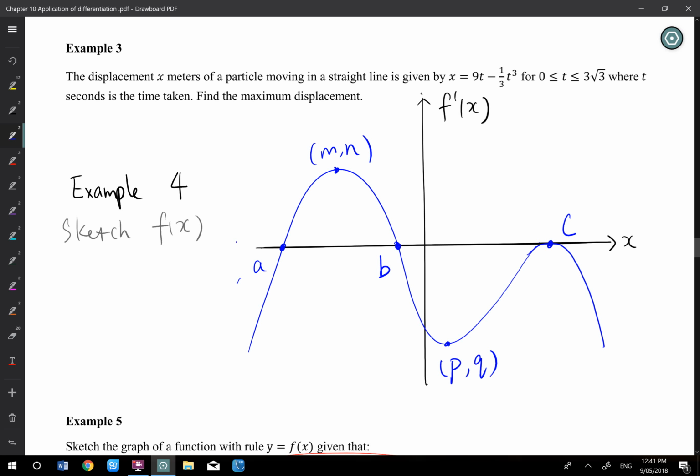y equals 0. f dash x equals 0. Okay, x-intercept. Derivative equals 0 will give you the stationary points. So it will be this point and this point here. I don't care what M, Q, P, N are. It's useless information, the turning points on the derivative graph. I don't care where it turns or what the value is. What I only want to see from the derivative graph is A, B, C, the x-intercepts.